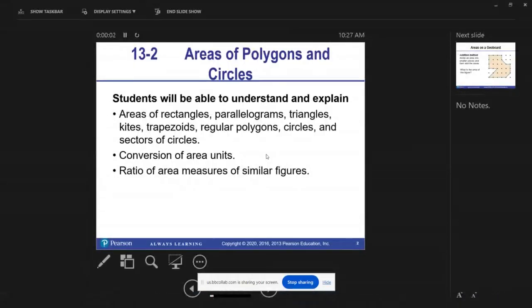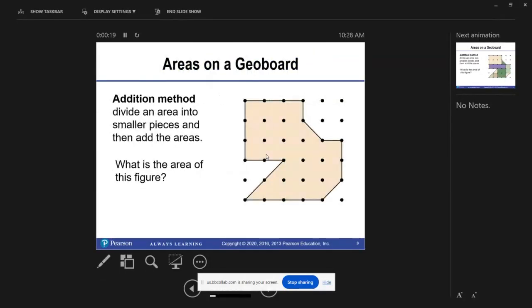So we're going to look at how to find areas of rectangles, parallelograms, triangles, kites, trapezoids, regular polygons, circles, and sectors of circles. We'll look at how to find conversion of area units, and then we'll look at how to find the ratio of area measures of similar figures.